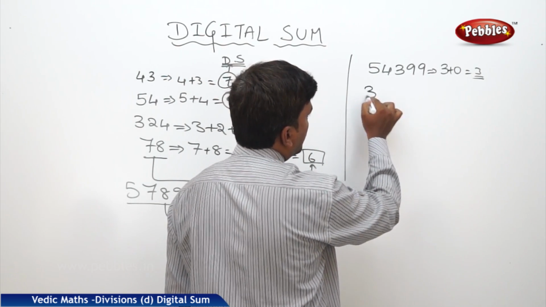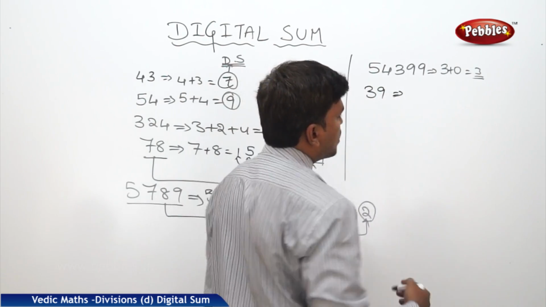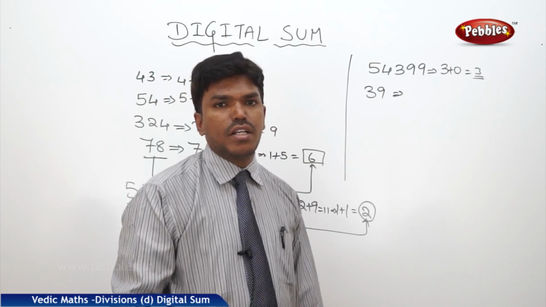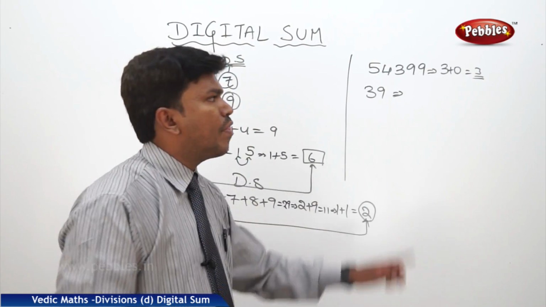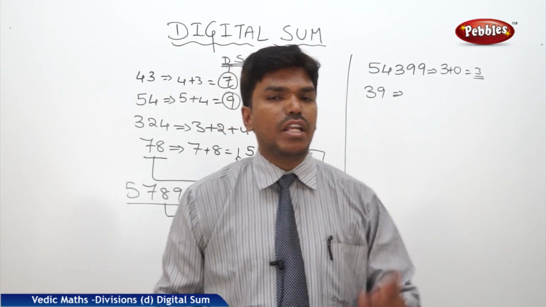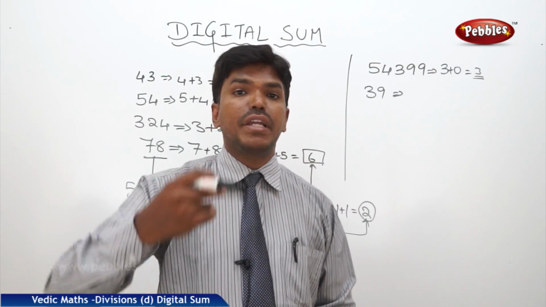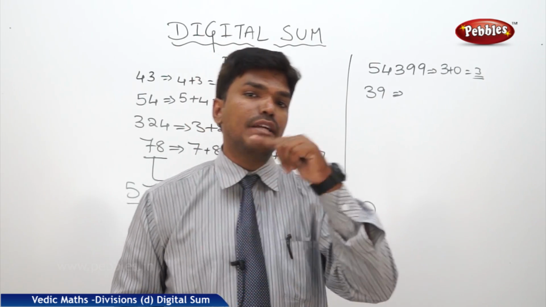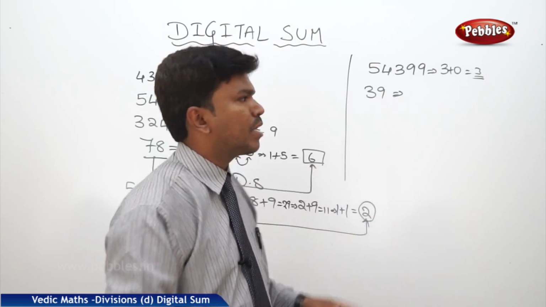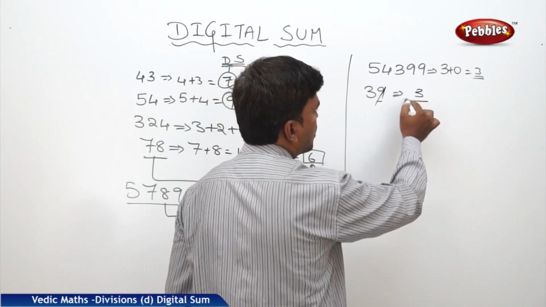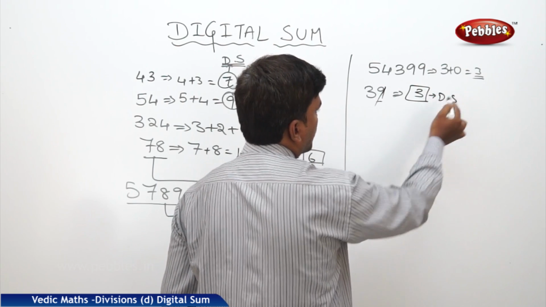Suppose 39, the digital sum. This time don't do 3 plus 9 and like that. See, in our digital sum, the 9 can be replaced by 0 when you are adding only. In our digital sum, 9s can be ignored, or the digits which are adding up to 9s also we can ignore. For example, in 39 I can ignore 9, no need of adding. So simply what is the digital sum? 3 is my digital sum.